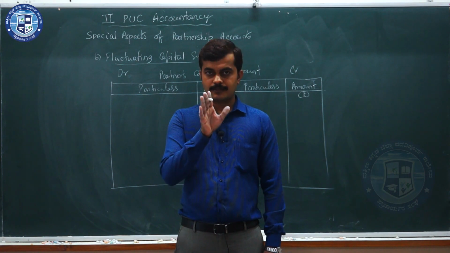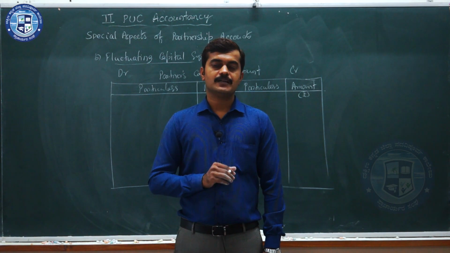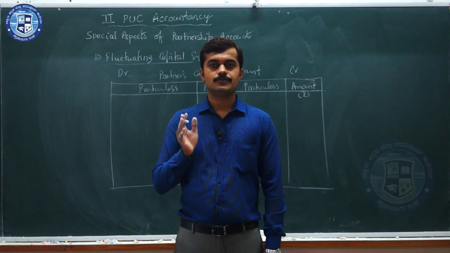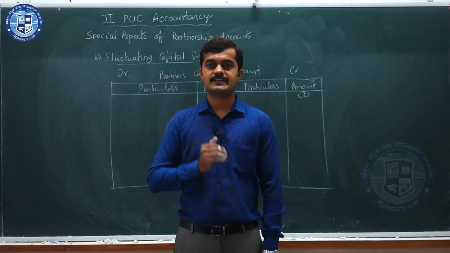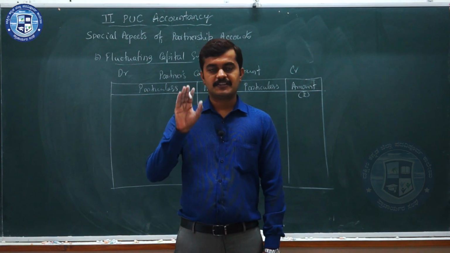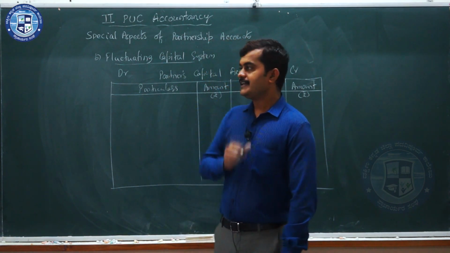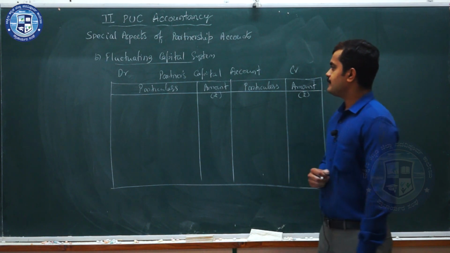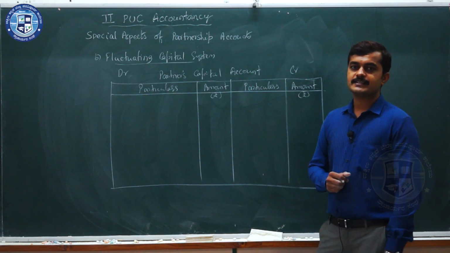So whenever they are there, we will be recording them in the capital account. Because of the remaining 5 transactions, capital account balances will fluctuate from year after year, because every year we will record all those transactions through capital accounts. So that is why the name fluctuating capital system has come. So let us look at the format of partners capital account under fluctuating capital system.